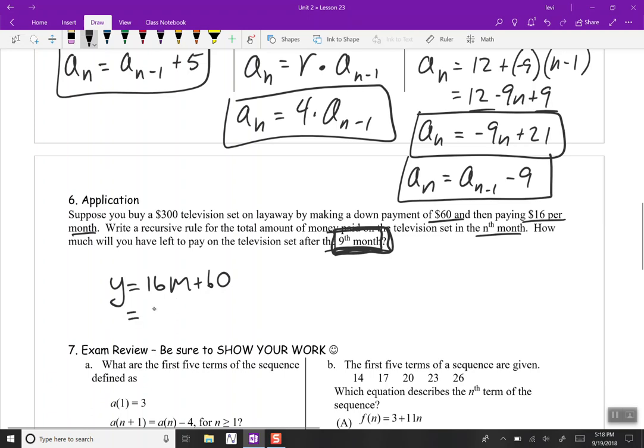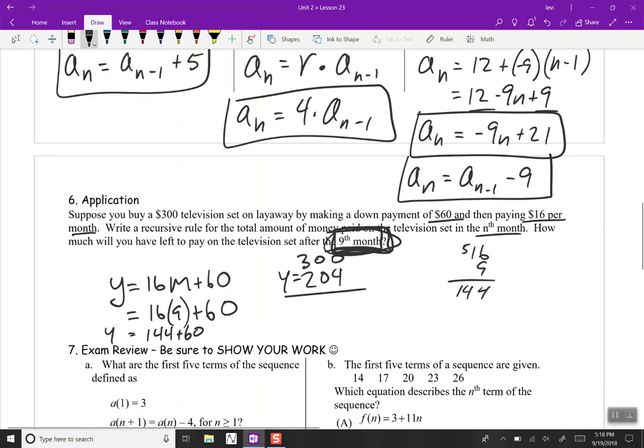So the 9th month, 16 times 9 plus 60. 16 times 9 is, what is that, 144, plus 60, so that's 204. So left to pay after the 9th month would be 300 minus 204, so it would be 96 bucks.